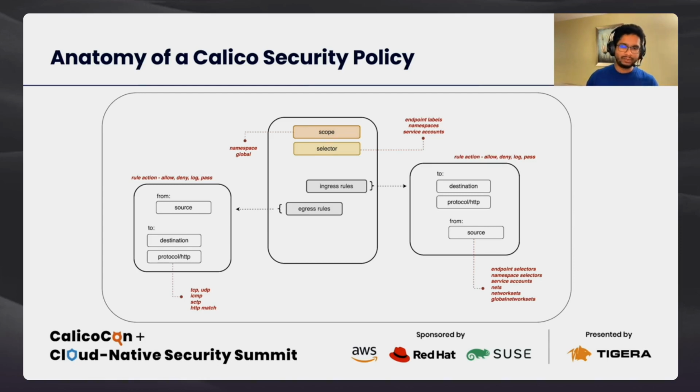When it comes to protocols, again, we looked at some protocols in the previous slide. For example, you could choose between TCP, UDP, ICMP, even HTTP match if you're using layer 7 policies. All right, so quite a bit going on here, right? Just park this for the moment. I think we'll be able to bring this together when we look at the examples in the subsequent slide.